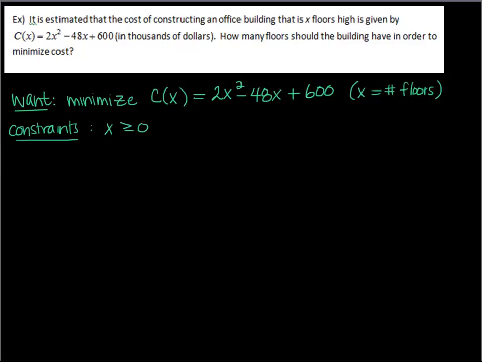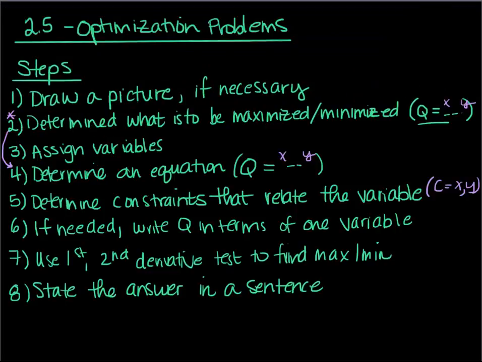All right, so let's go back to our steps here. Draw a picture if necessary. We didn't have to worry about that. We determine what is to be maximized or minimized. We know what our variable is. We've determined an equation because it was given to us. That's pretty nice. The constraints, really all we have is that x must be greater than 0.